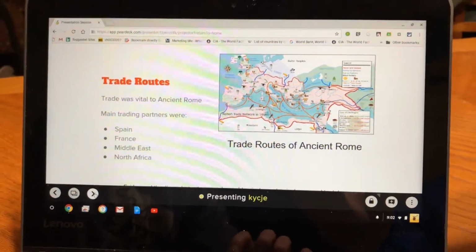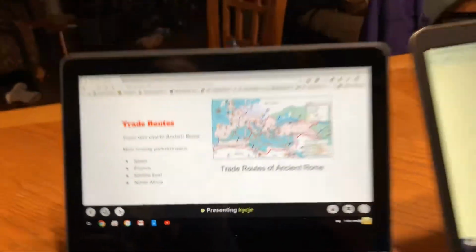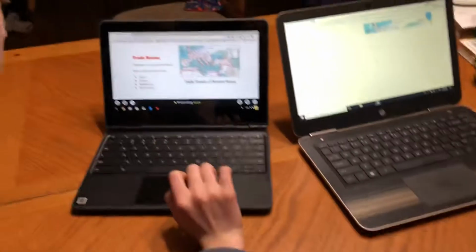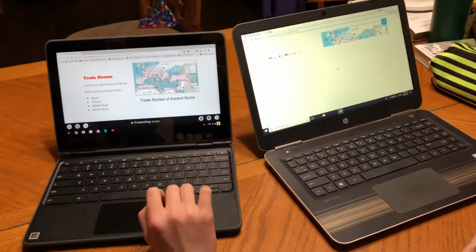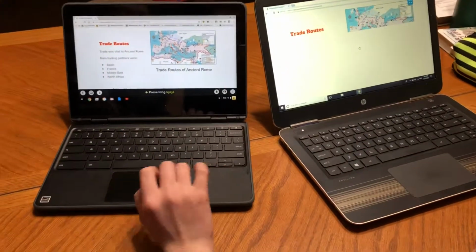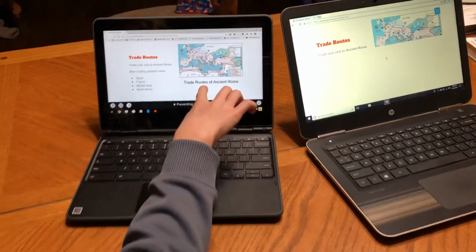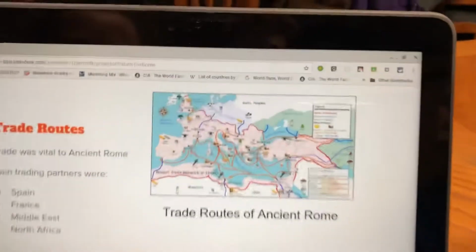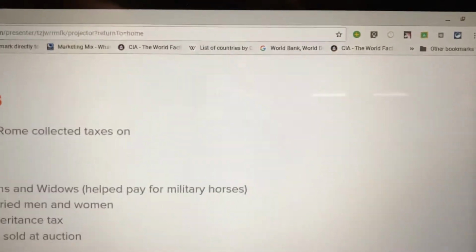So now we're going to be learning about trade routes. Trade was vital to ancient Rome. The main trading partners were Spain, France, the Middle East, and North Africa. And as you can see in this picture, we have trade routes of ancient Rome. They traveled very far.